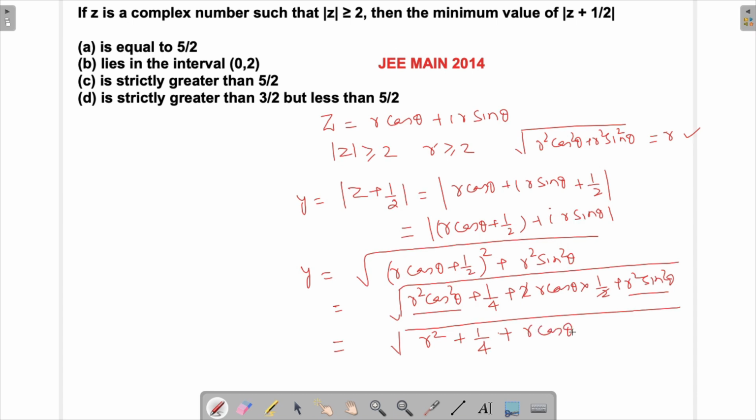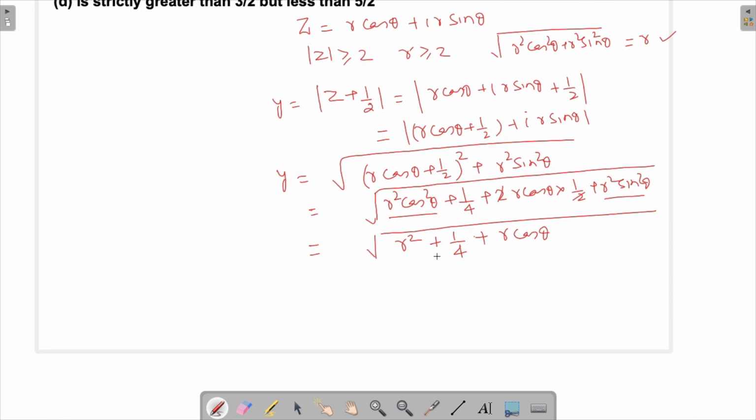Now, if I look at this, r is actually greater than or equal to 2, right? So the value of r will be more than 2. But if I want to minimize this, then I want to minimize r, and also I want to minimize this thing. And we know that cos theta's minimum value would be minus 1, right? So cos theta's minimum value will be minus 1.